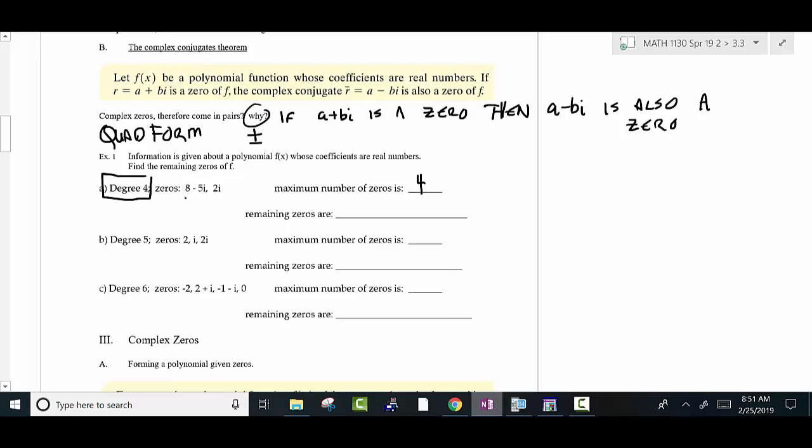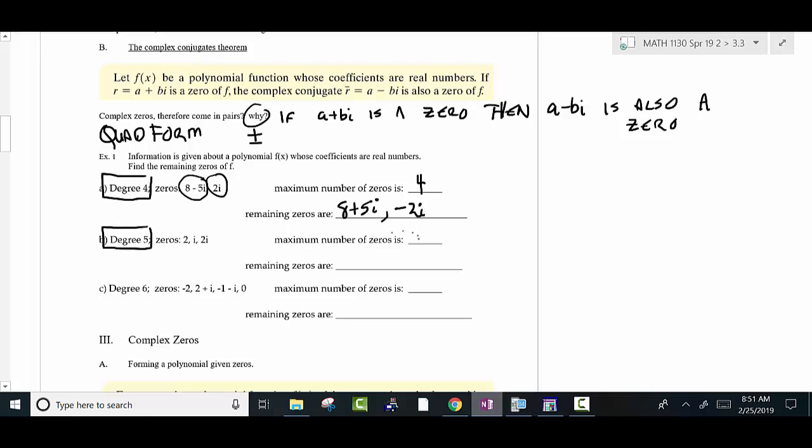So notice that I've given you 2 of the zeros, okay? One of the zeros is 8 minus 5i. So what's another 0? 8 plus 5i. Remember, they come in pairs, okay? So that's what that says. I also gave you a 0 of 2i. So what's the other one? Negative 2i, okay? So see, those are your 4 zeros. If you know 8 minus 5i, then its conjugate is also a 0 like that. That's the idea, okay? Okay, next one, degree 5.